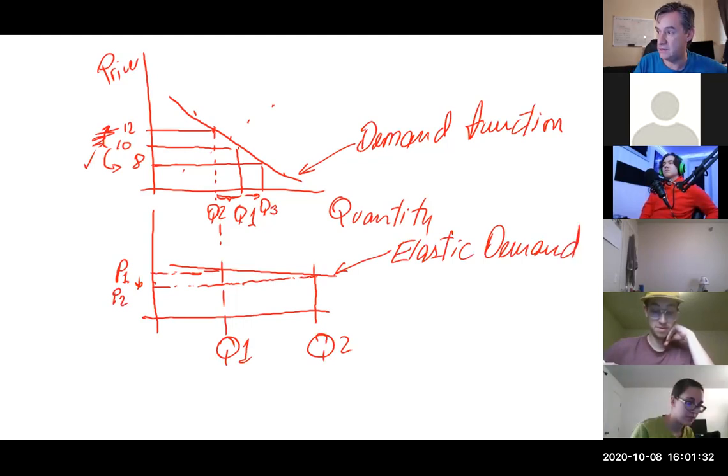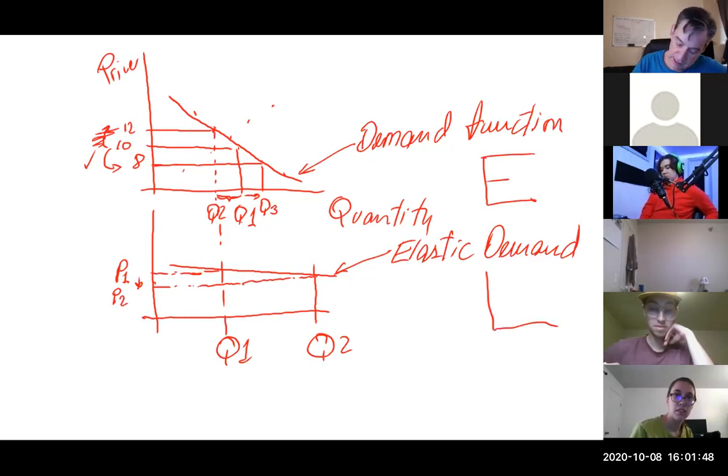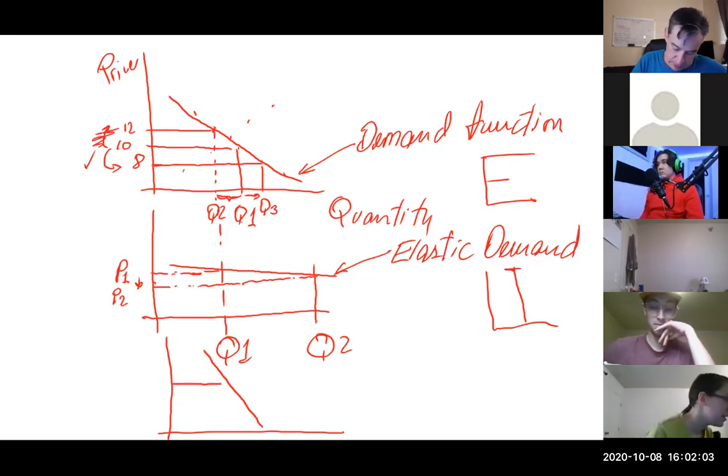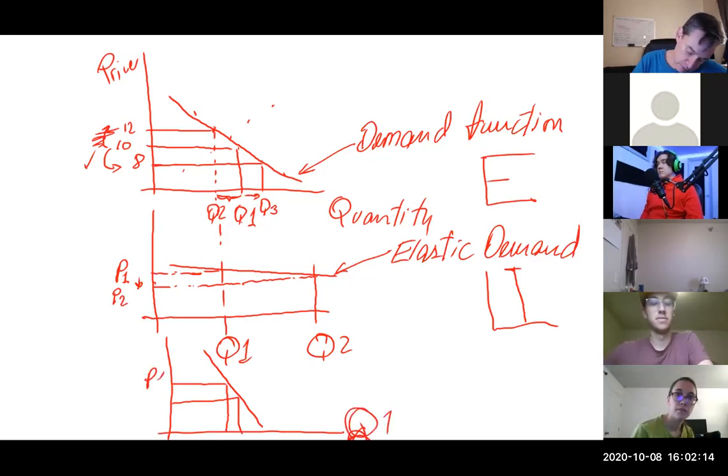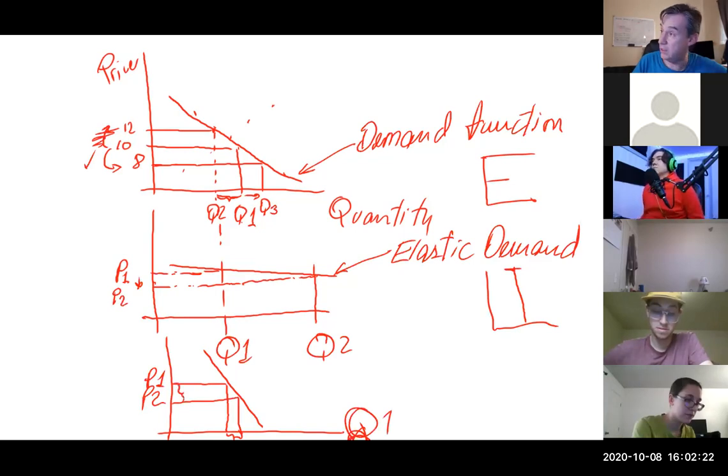How can you tell it's an elastic demand? Just for you to memorize when you study economics: elastic is an E, inelastic is an I. Because what happens now, if the demand curve is like this, changes in price almost don't affect the quantity. This is smaller than this area. Inelastic.